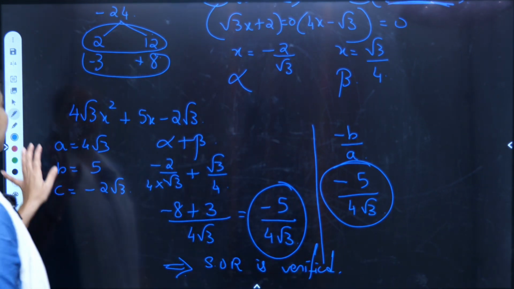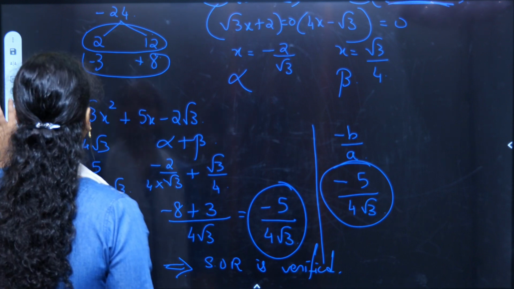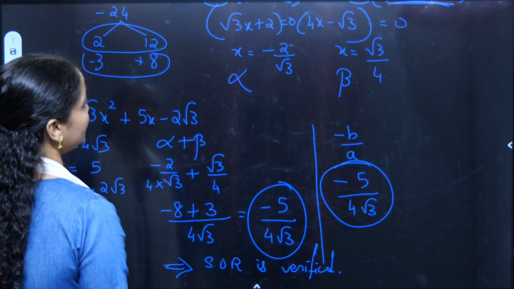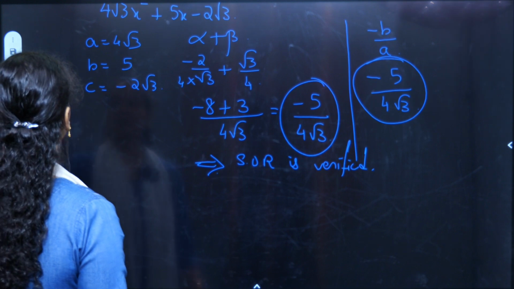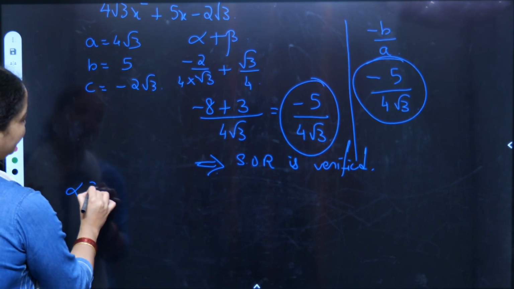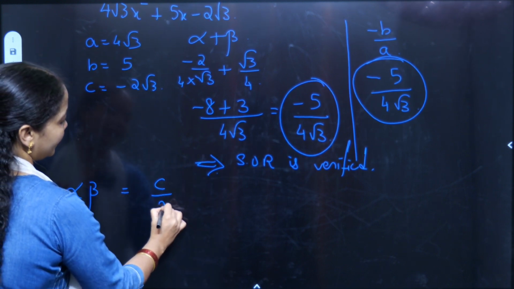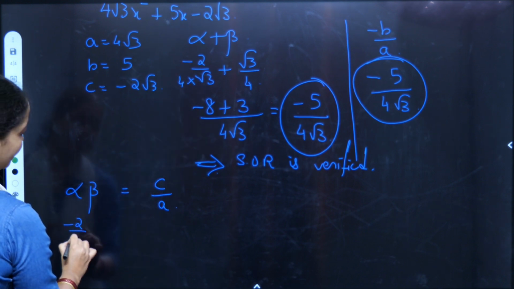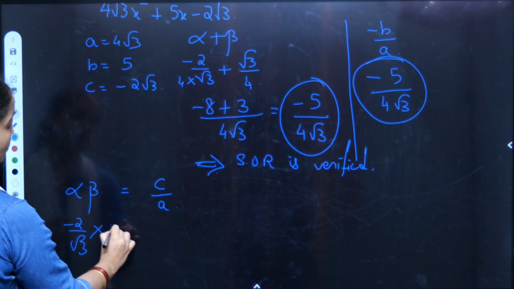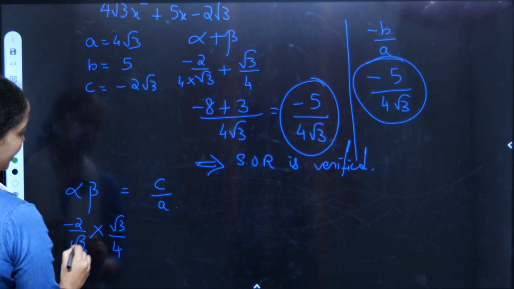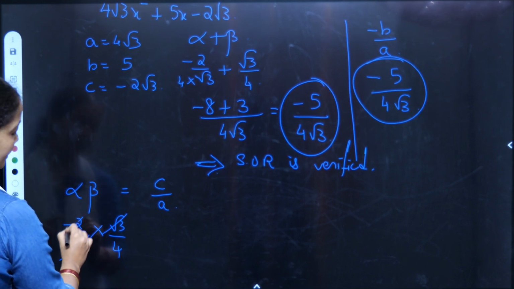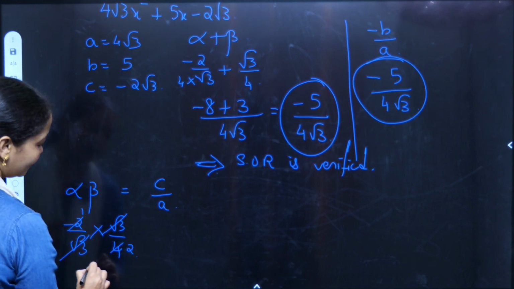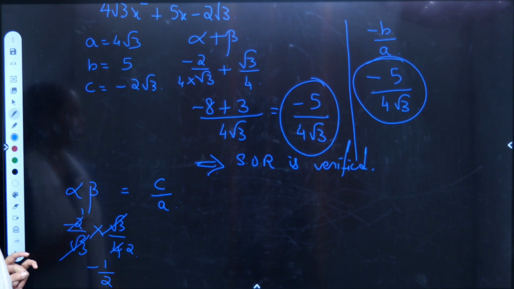Same way I have to even verify the product of roots. When I am verifying the product of roots, my product of roots formula is alpha into beta, which is equal to c by a. What is alpha? Alpha is negative 2 by root 3 and beta is root 3 by 4. When I am doing this, this and this are getting cancelled. 1s are 2s are, so I am getting alpha into beta is negative 1 by 2.